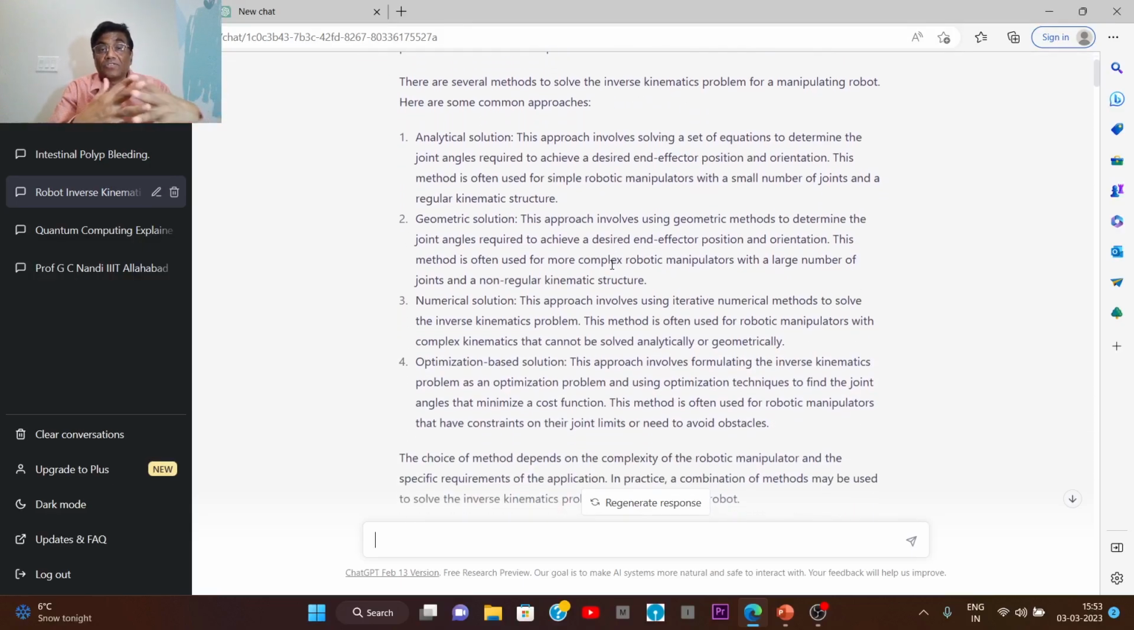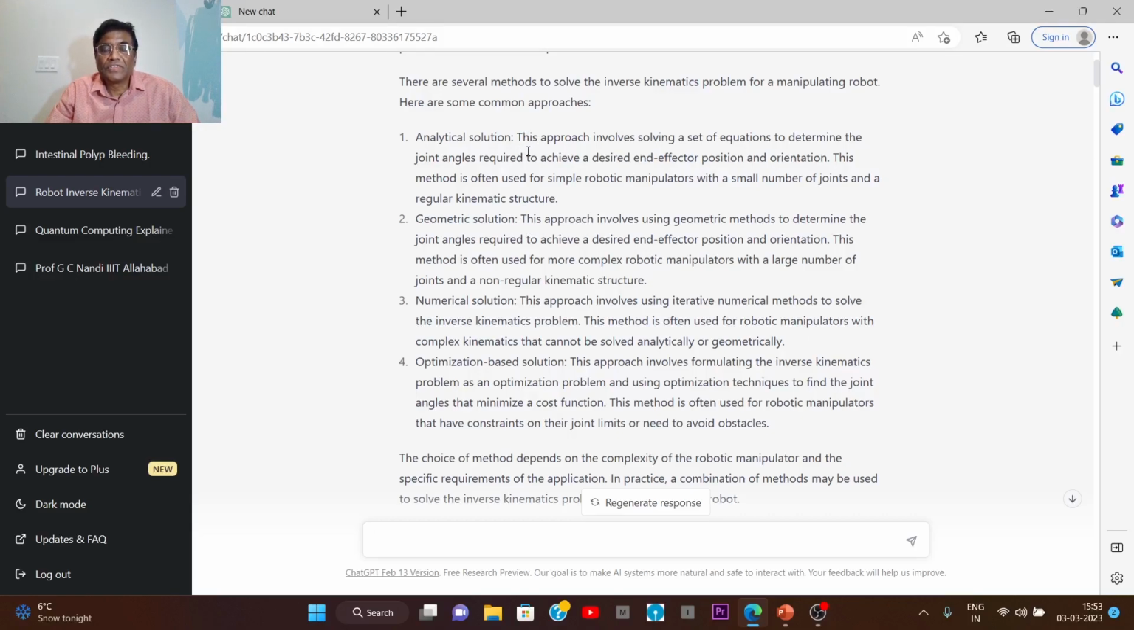There are several methods to solve the inverse kinematics problem for a manipulating robot. Here are some common approaches. So these are perfect. Analytical solution, this solution we derive in the class. Okay, geometric solution, we teach in the class.